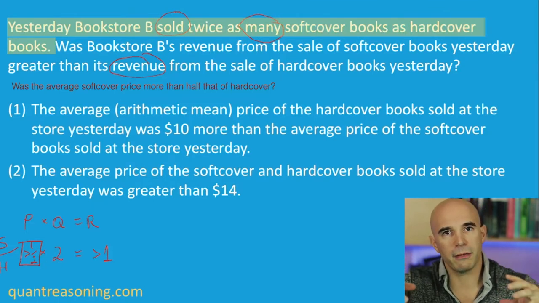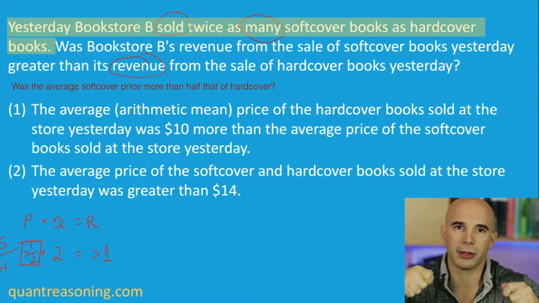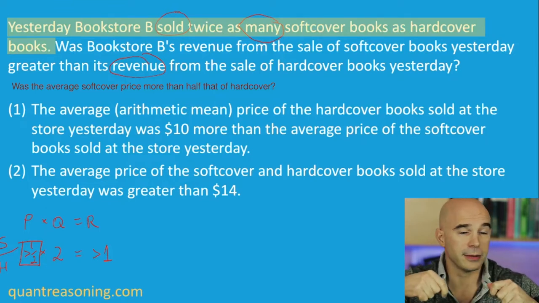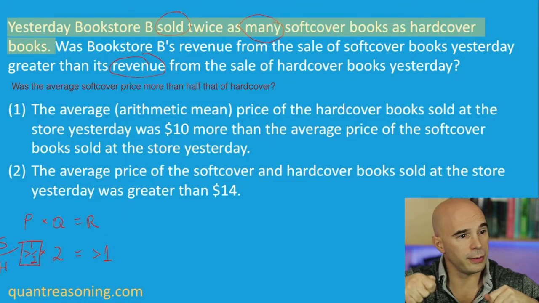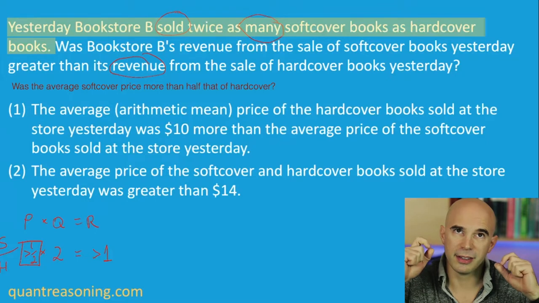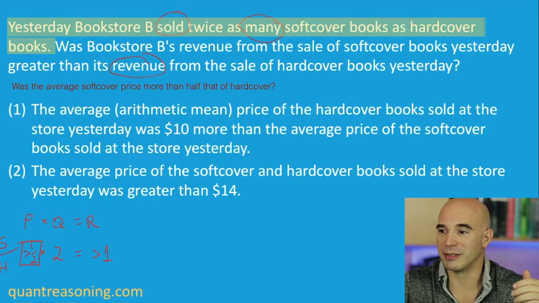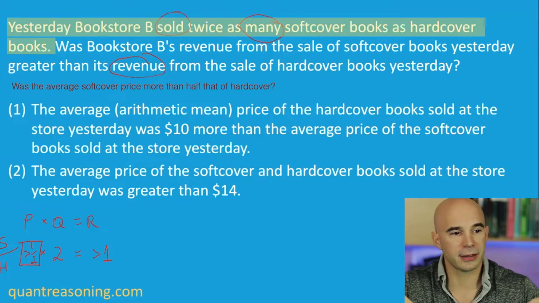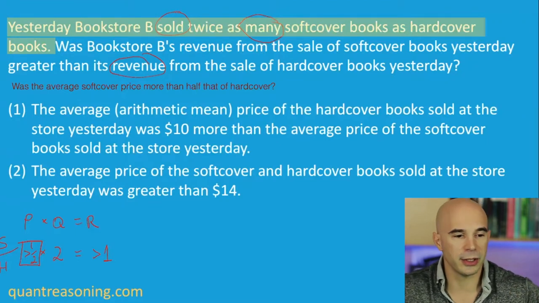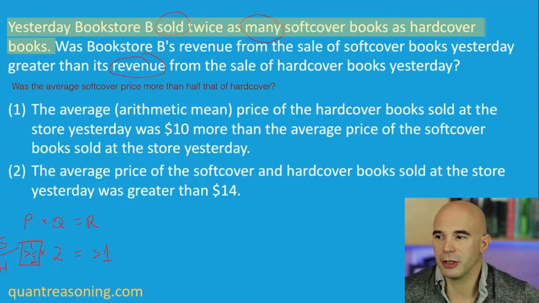But there's no way for us to tell anything about the ratio of softcover price to hardcover price. I don't think we could even tell which is more expensive and which is less expensive. I know from real life that hardcover books tend to be more expensive than softcover books, but just based on what I'm looking at here on the screen, just the free info in statement 2, I can't even tell which one is more expensive, so I really can't say anything at all about the ratio of the average prices.